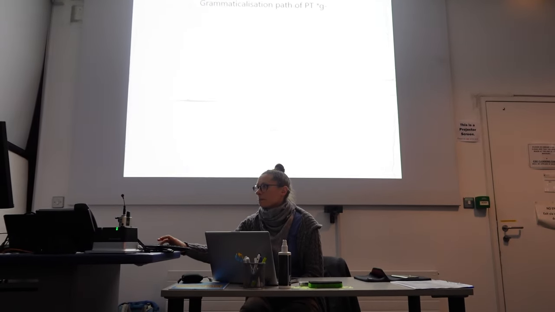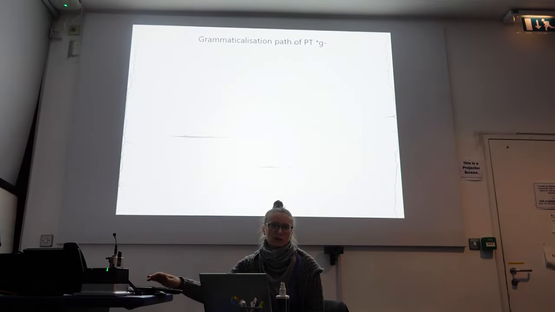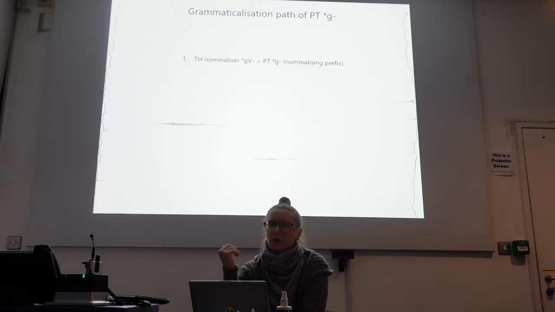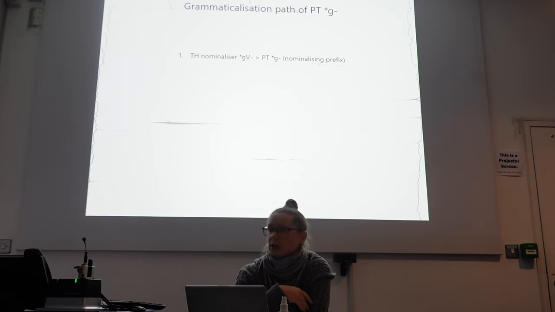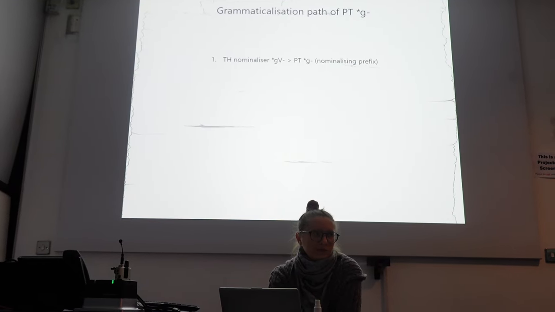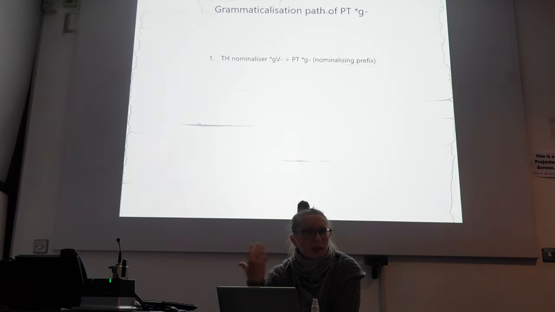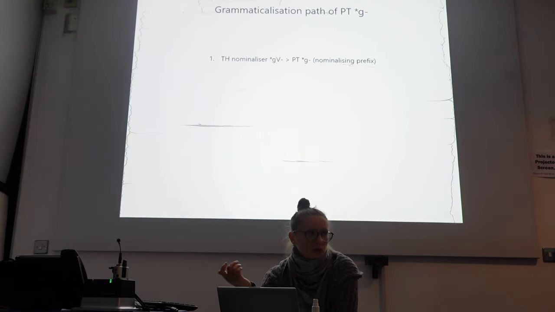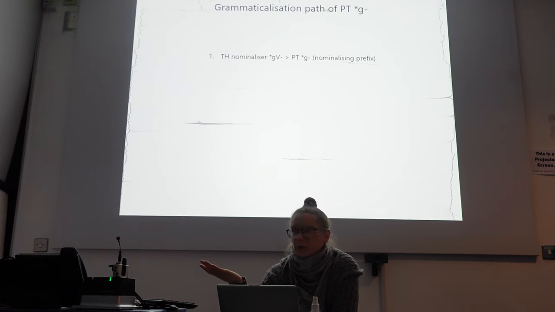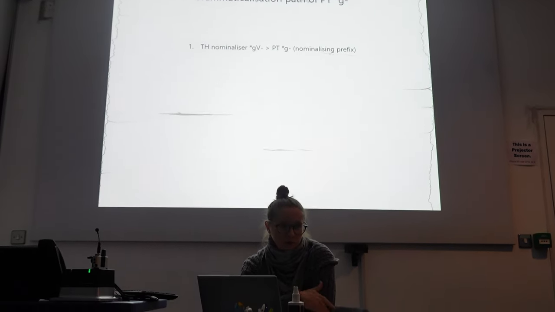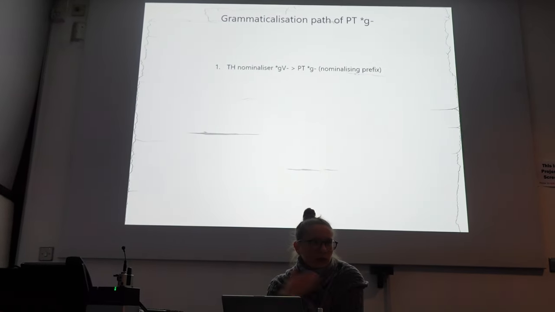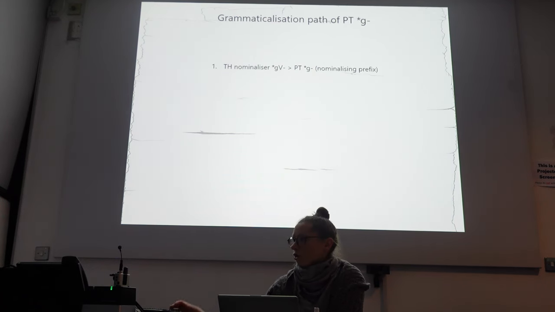And how this happened is shown by the grammaticalization path that I reconstructed for Proto-Tibetan. First, as I said, we have this Proto-Trans-Himalayan nominalizer G, which was simplified in Proto-Tibetan to a single consonant G. Here we have the solution to our question of which form, D or G, was the original one: by comparing our Old Tibetan data with data from other Trans-Himalayan languages, we can clearly state that it was G which was the primary form.